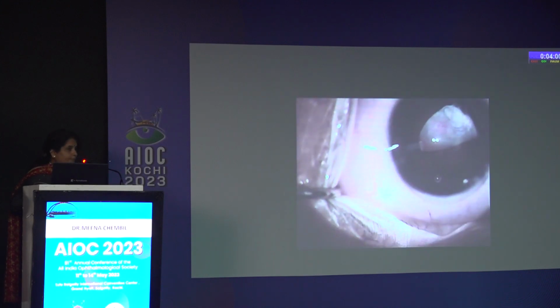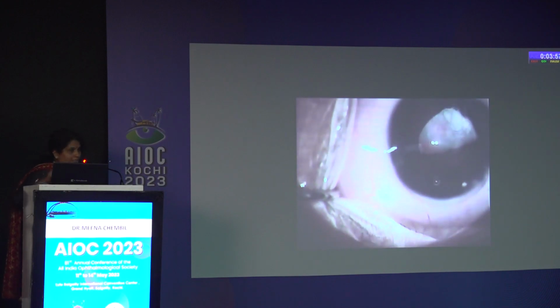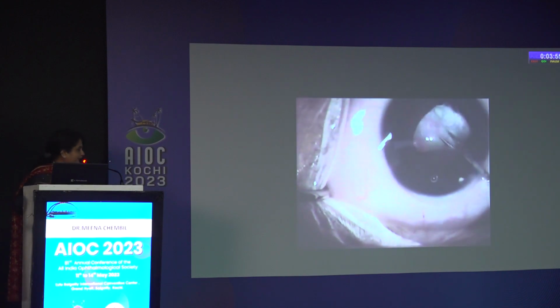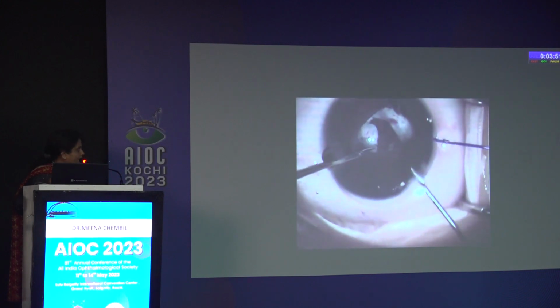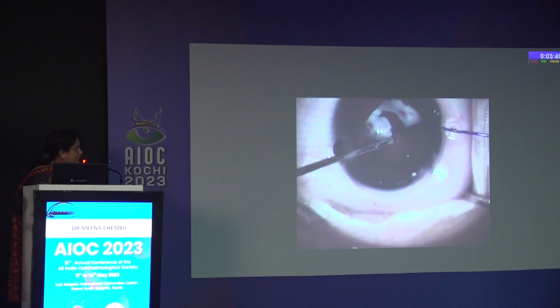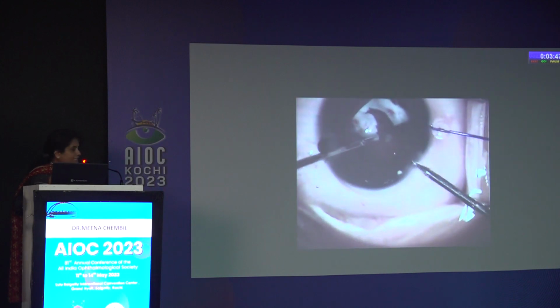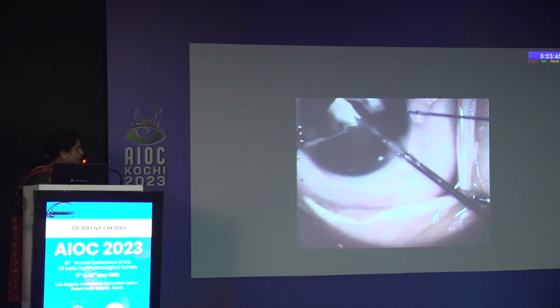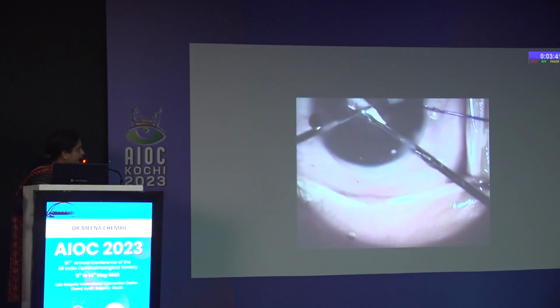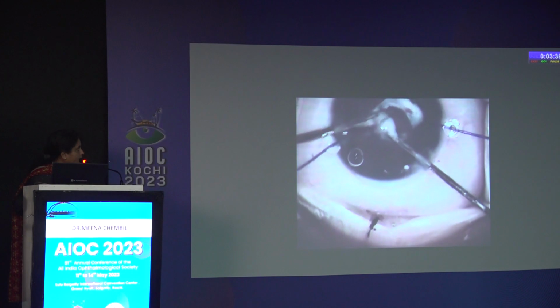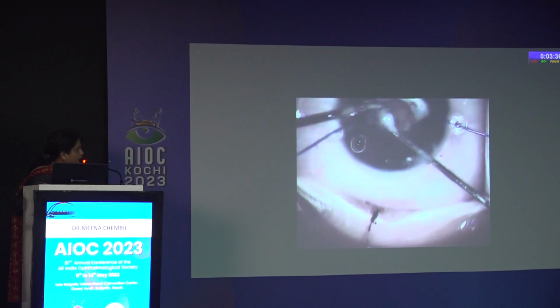I usually shift my positions on the table. That's why you are seeing the images nasally and temporally occasionally, for convenience of surgery. And here you can see that I had to cut it with vitreous scissors. It was that hard. It was not yielding to vitrectomy also. So I had to make a clear visual axis. So it's getting cut with the help of vitreous scissors and micro forceps.